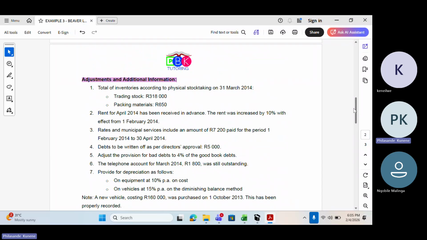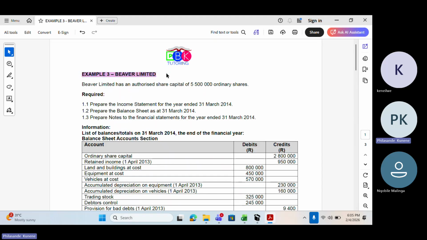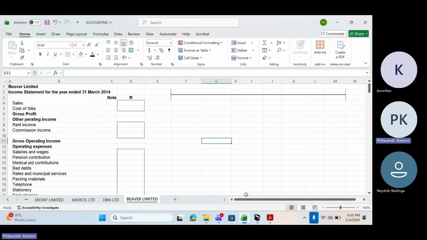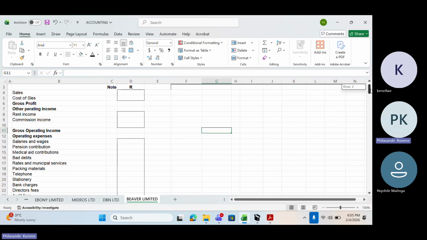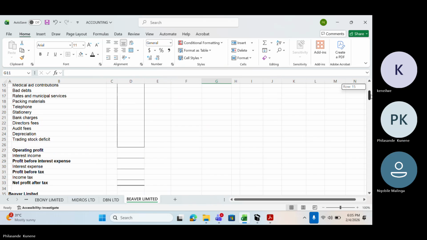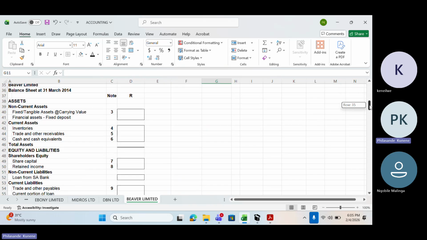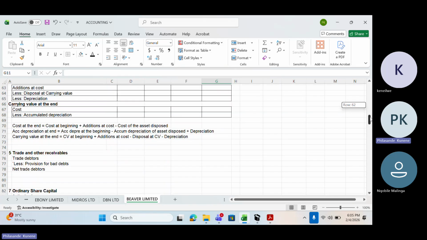So we need to try and see if we can work on one transaction and then apply it in both the income statement and the balance sheet. That's what I want us to try, so that we can see that for every transaction that is provided, you don't have to do the income statement separately and the balance sheet separately, but you can do both of them at the same time. And then here I have a spreadsheet where we're going to do our workings, starting from the income statement until we do the balance sheet, and we have to do the notes to the financial statements.